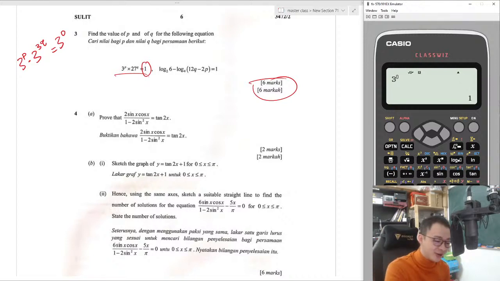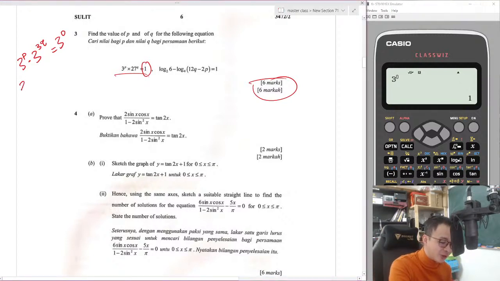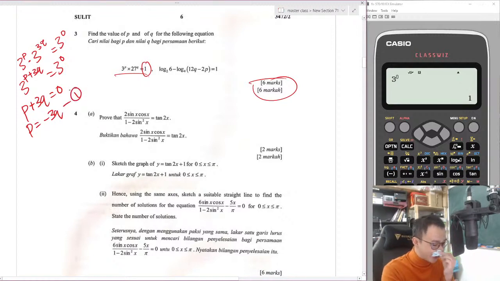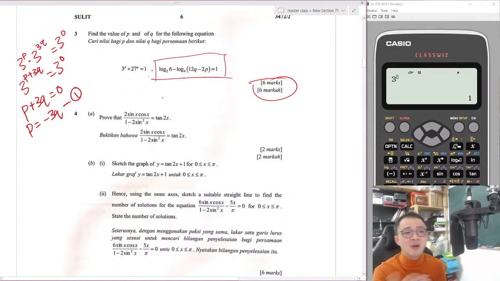You'll get 1 here. So right now, when multiplying, I know it basically means adding the powers. Therefore, p plus 3q equals 0. p equals negative 3q, the first equation. Okay, so right now I already solved this one. Why do I leave it like this? Because I know later I need to substitute the p into the log equation so that I can solve it.